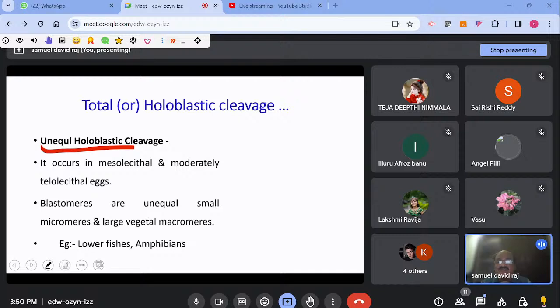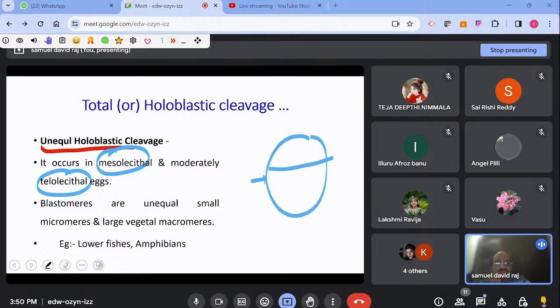And the second one is unequal holoblastic cleavage. It occurs in mesolecithal or moderately telolecithal eggs, like amphibians, where the yolk is present not below the equator, it is present above the equator region. A large amount of yolk is present and the active cytoplasm is here. So the first division starts from this direction and also starts in the vegetal pole, but it passes slowly, and whatever it may be, it bisects the zygote into two cells.